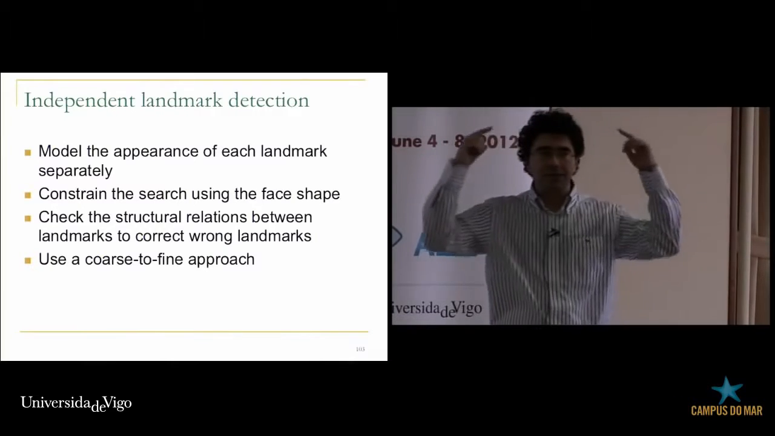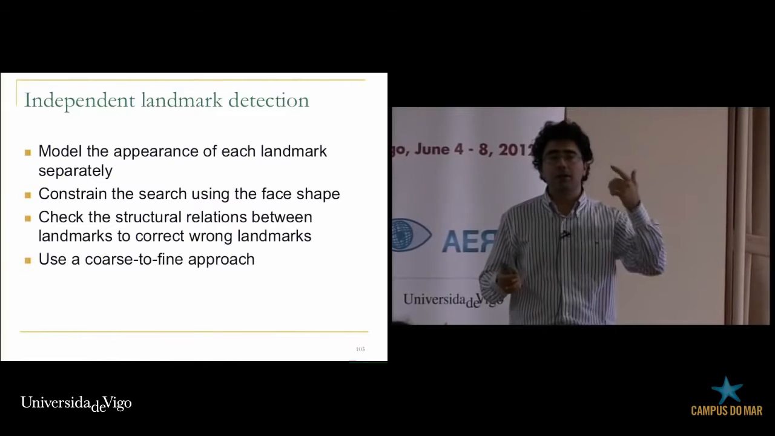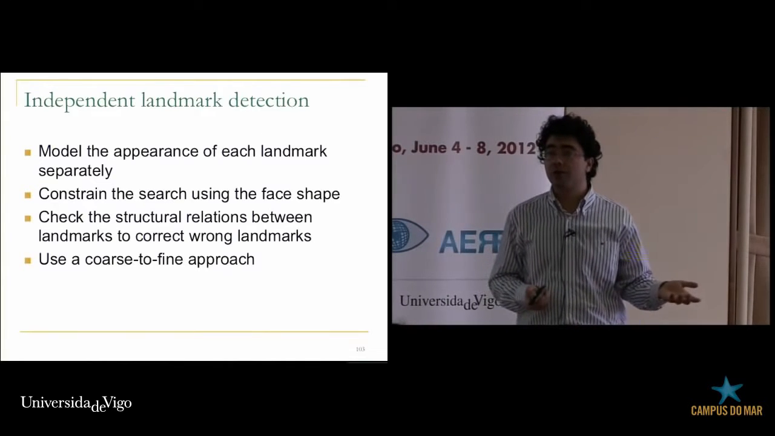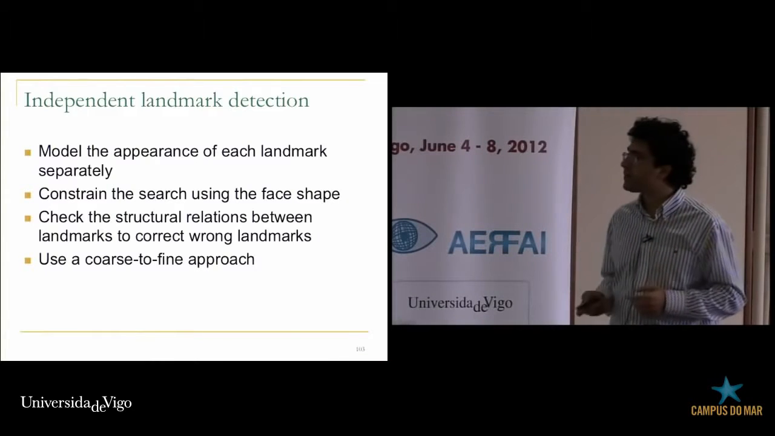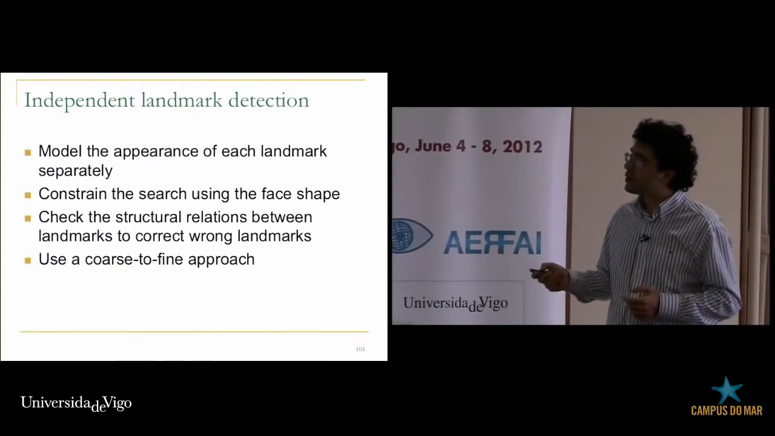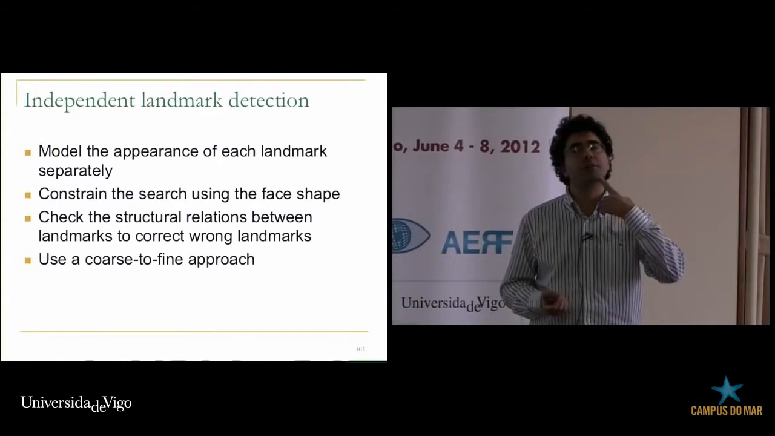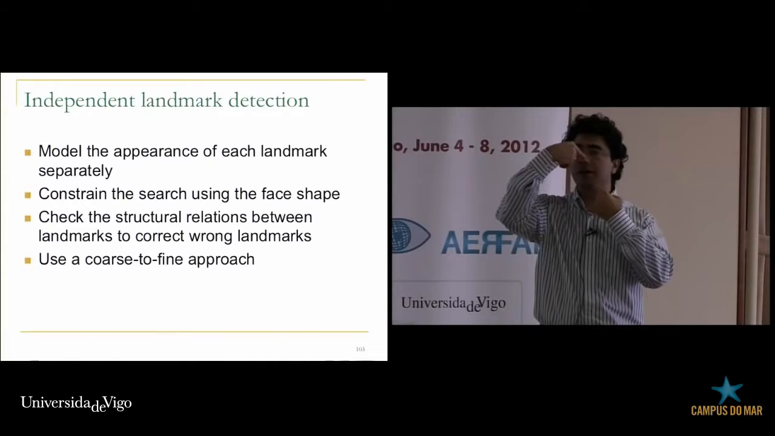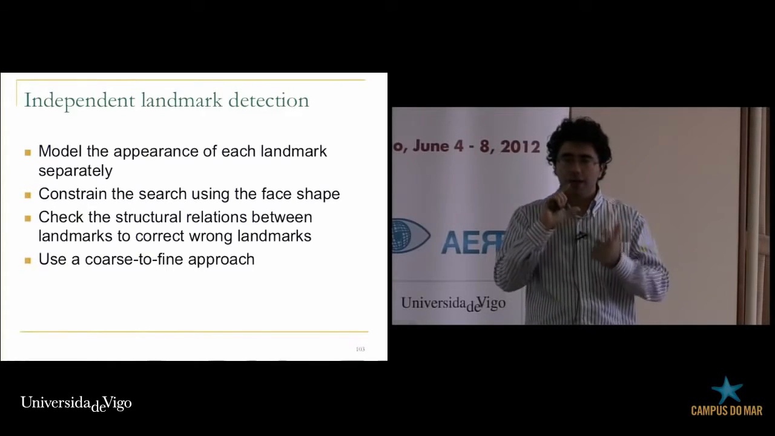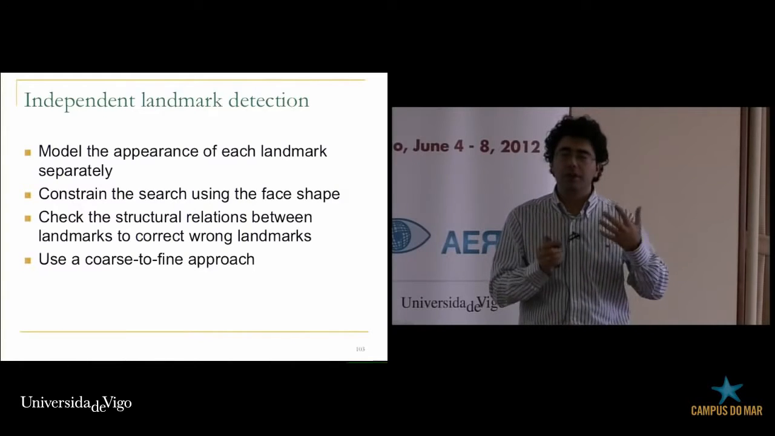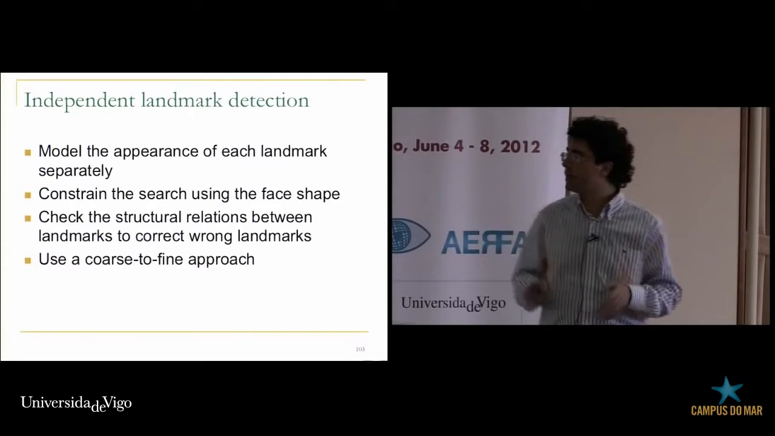So you have detected a face. Okay, you have a bounding box. Now there is a certain area where you expect the eye corners to be, right? Or the nose tip. So you can actually constrain your search. Then we also check the structural relations between landmarks to correct wrong landmarks. If I detect the nose tip here and the mouth corner there, it's obviously wrong. It should be the other way around. So I should check the structural corrections, but in a way that takes into account the rotations of the faces.